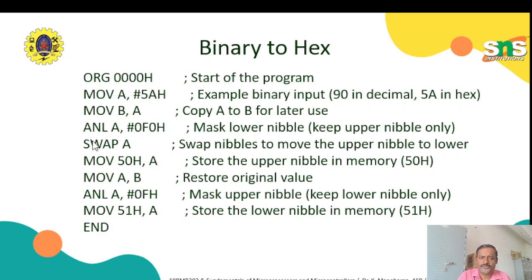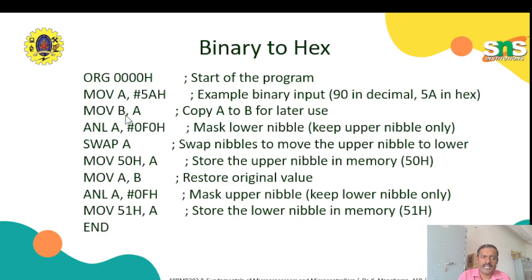After that, I am swapping the nibbles, using SWAP A. The higher nibble becomes the lower nibble and the lower nibble becomes the higher nibble. Here we have 50, so it becomes 05. The 5, the higher digit, goes to the lower digit, and the lower digit 0 becomes the higher digit. So 50 after swapping becomes 05. After that I am storing that value: MOV 50H, A. So I took 5A, found this result as 05, and that will be stored in 50H.